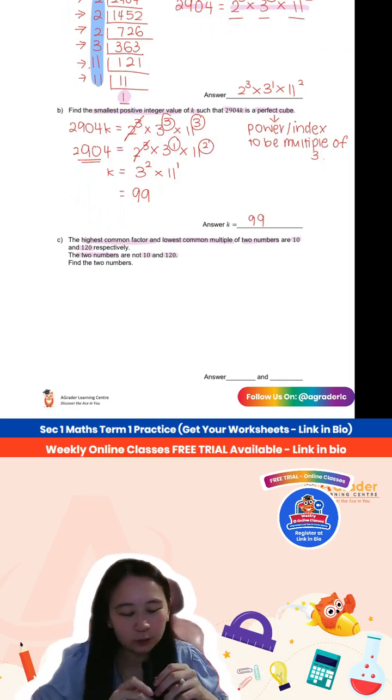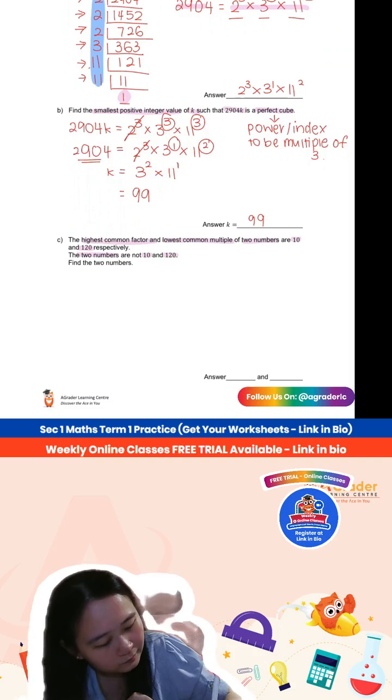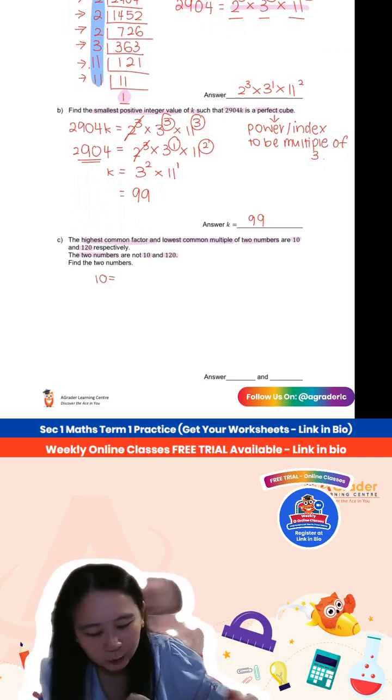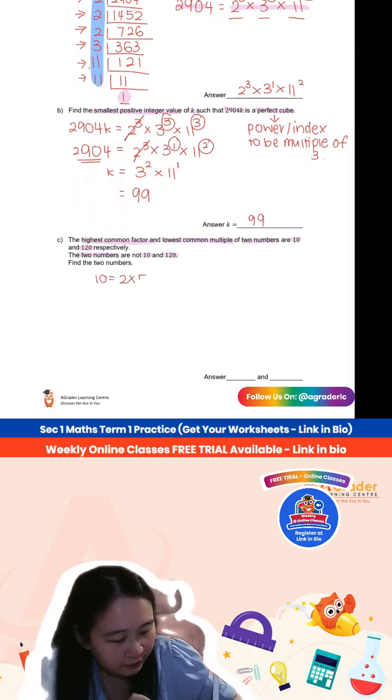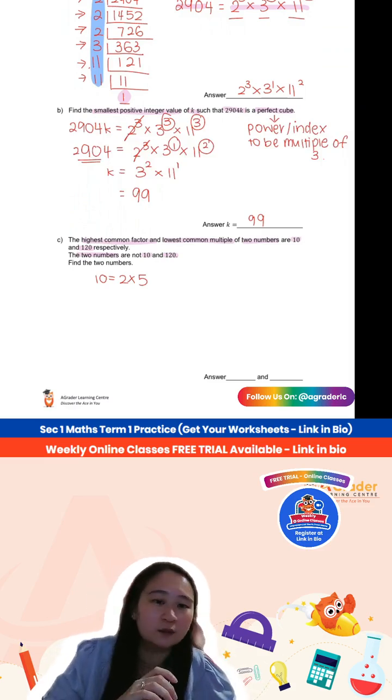So what we can do is we can prime factorize the two numbers first. So 10 is equals to 2 times 5. So this is quite straightforward for 10, so we don't have to do the branches method or the long division method.